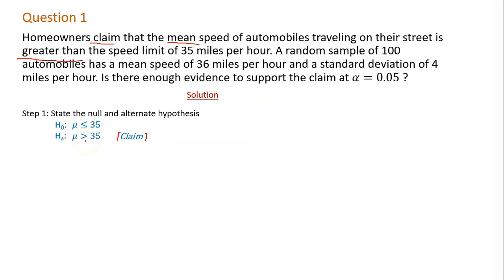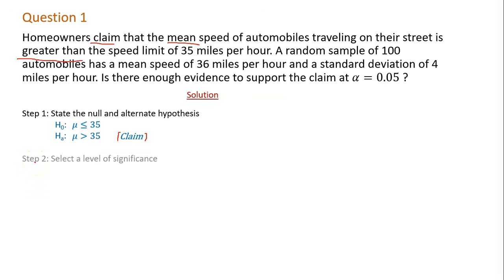Also, you should be able to know the type of test that it is, whether it is a one-tailed test or a two-tailed test. To know, you just check the alternate part. When you check the alternate part, you have a greater than sign here. Whenever you have a greater than sign or a less than sign, it is one-tailed. But when you have a not equal to sign, it is two-tailed. Then we go to step 2.